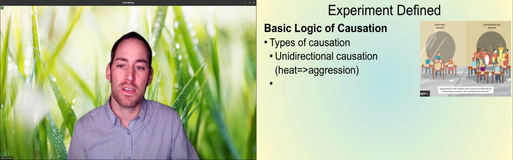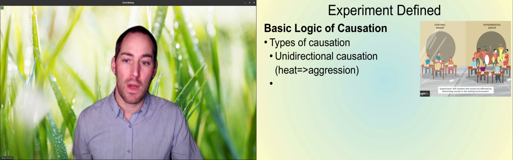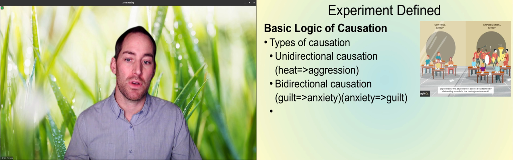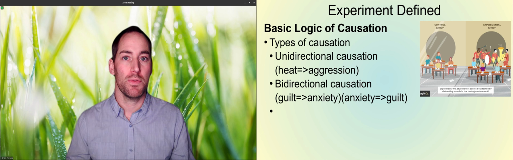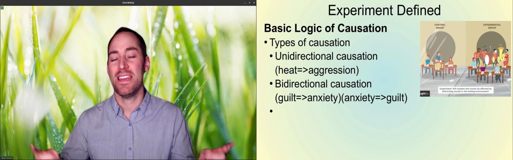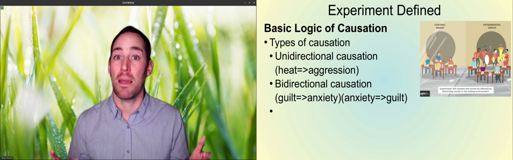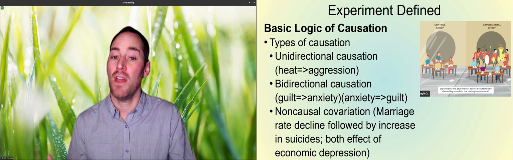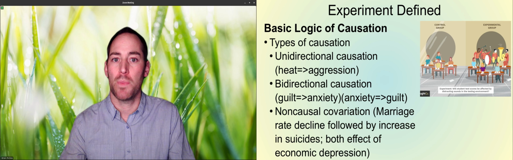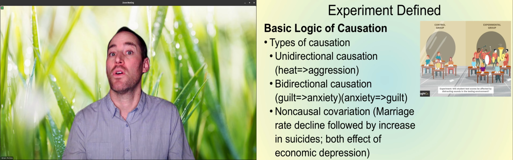So with that, there's a couple different kinds of causation. One is unidirectional causation. So this would be that you have heat maybe causing aggressive behavior. Another would be bidirectional causation. They can both cause one another. So one thing humans can experience is guilt can lead to anxiety, but also anxiety can lead to guilt. So really unfortunate bidirectional causation there, that they can both cause one another. And then non-causal covariation. So this is another way to say correlation. These are related variables, but one is not causing the other. They're non-causally covariating, they're correlating.